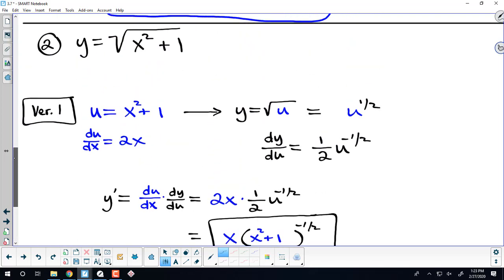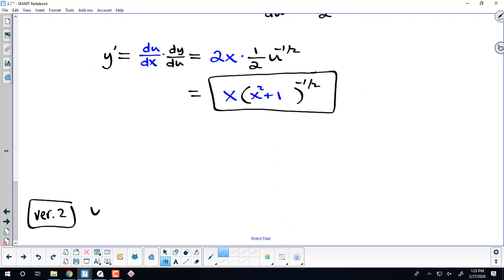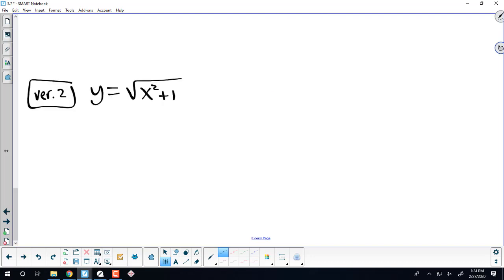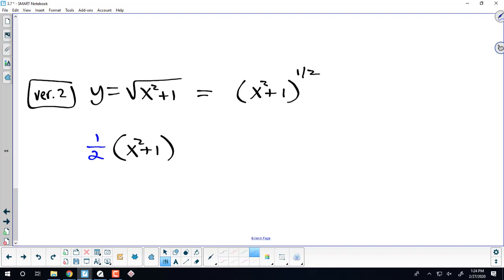Okay, square root of x squared plus 1, version 2. Let's rewrite the function first. It's x squared plus 1, and it's that quantity to the 1/2. So we take the derivative of the outside function, and we have to leave this inside function alone. So for the derivative of the outer, we're just going to apply the power rule. 1/2 comes out front. Subtract 1 from the original power. So that's the derivative of the outer with the inner function left alone, and then we have to multiply that by the derivative of the inner function.